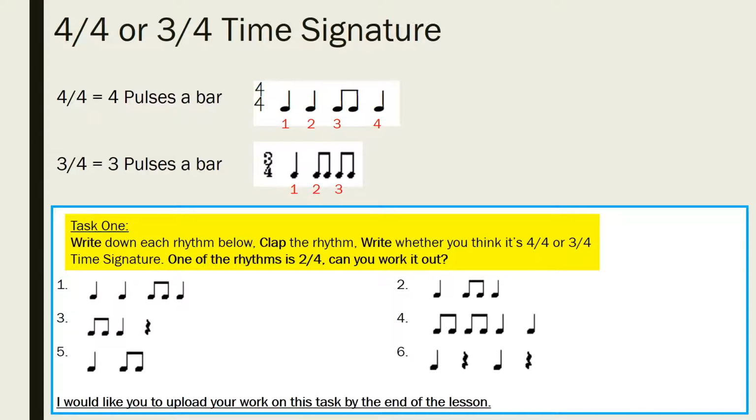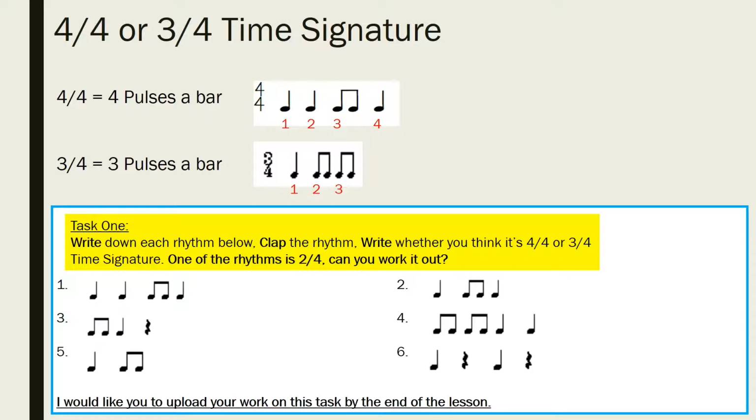Lovely. So for task 1, with that understanding, I would like you to write down each rhythm below, rhythms 1 to 6. I'd like you to try clapping those rhythms with a good sense of pulse, and write whether you think it's a 4/4 or a 3/4 time signature for each one. For example, you would write down tea, tea, coffee, tea, have a go at clapping it, and then work out whether you think it is a 4/4 or a 3/4 time signature based on how many pulses are in that rhythm.